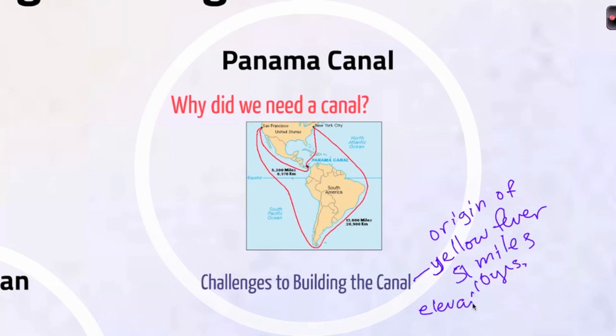So they had to come up with a series of locks where the ship comes in and it locks, fills up with water, lifts your ship up to the next elevation, and then you cut across, and you do that across the 51-mile canal. So there were a lot of other mudslides. It wasn't a pretty project. It was great in the end, but it wasn't a pretty project at the time.